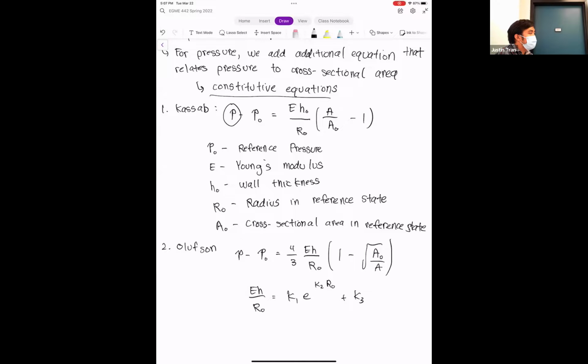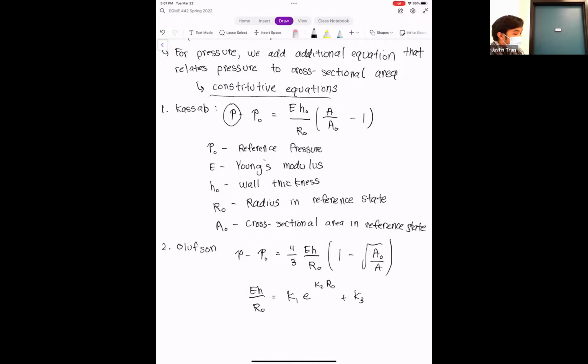But the Olufsen model is more for if you know what you're doing, and you know what to set for K1, K2, K3. Then the Olufsen model is good. But for most people when you're first starting out, the Kasab model is better, just because there's less for you to have to set. Any questions on this before we do? I think we'll have enough time for you to see what the results look like, and then we'll talk about it more on Thursday.